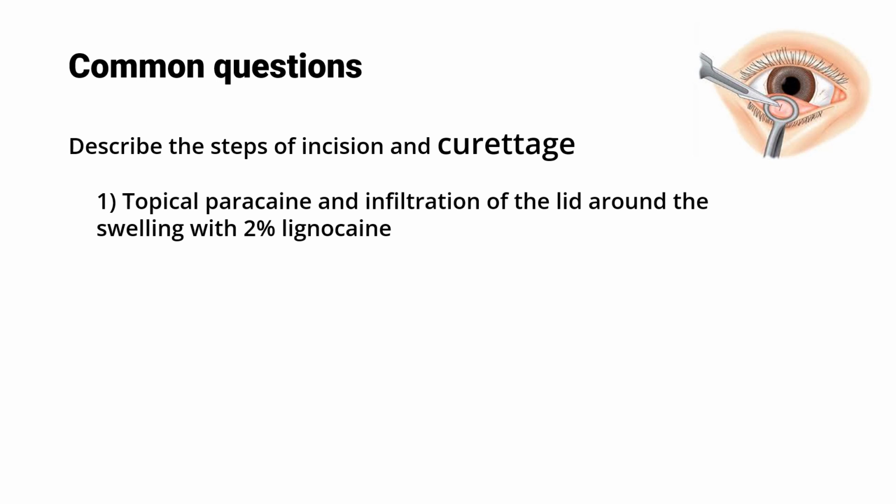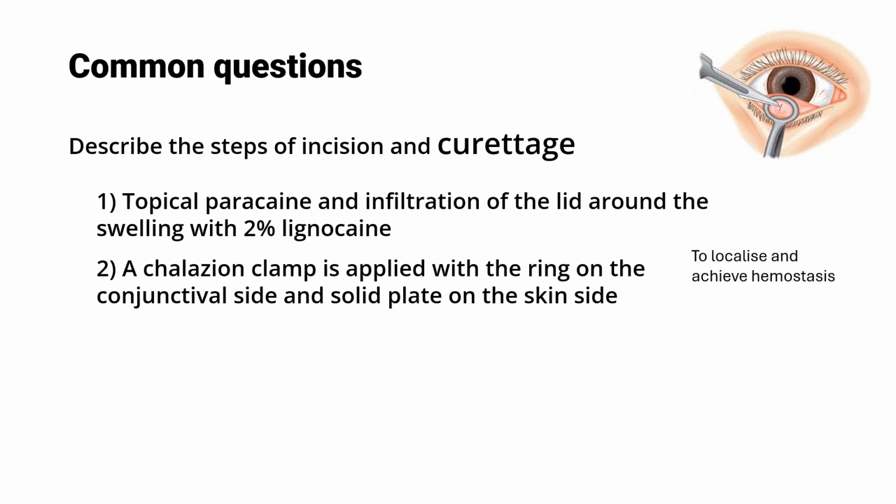curettage. So basically, first you have to put topical proparacaine to anesthetize the conjunctiva and then infiltrate the lid around the swelling with 2% lignocaine. Then a chalazion clamp is applied with the ring on the conjunctival side and the solid plate on the skin side. Why? What is the use of a chalazion clamp might be asked: to localize the lesion and to achieve hemostasis.